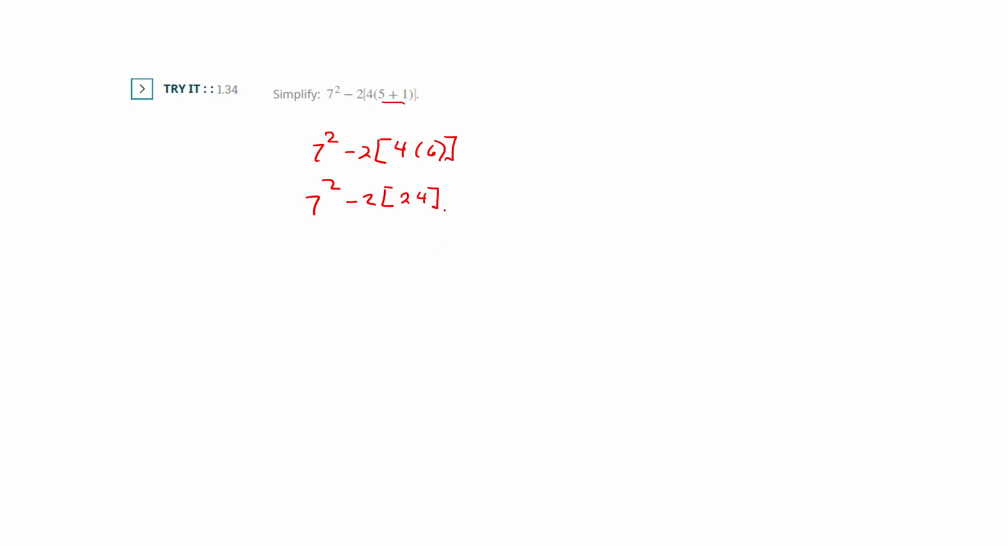Okay, now I'm not going to get rid of this one this time because this means multiplication. So I'm going to hold on to that. Now exponents is next, so I've got 49 minus 2 times 24. Okay, so I've got multiplication over here. They're sitting next to each other. So 2 times 24 is 48. Nothing left but subtraction. I get 1.